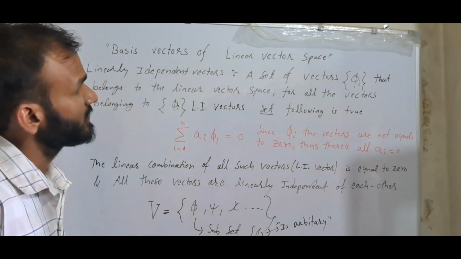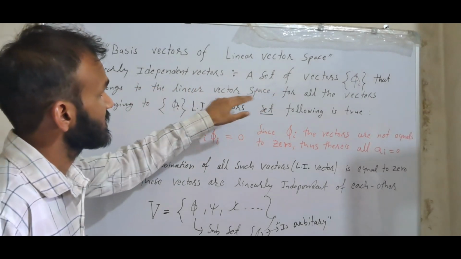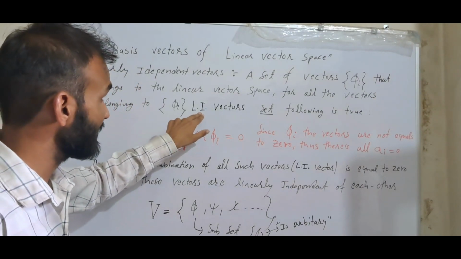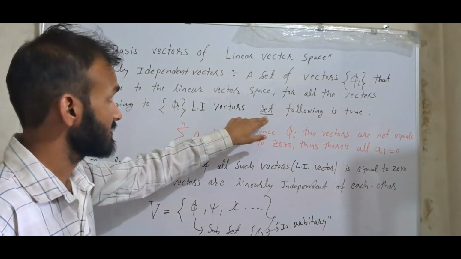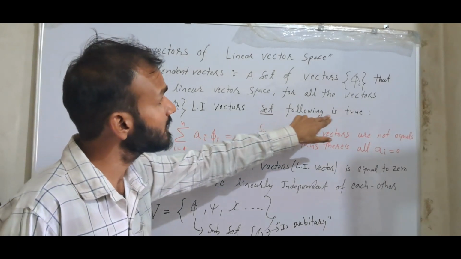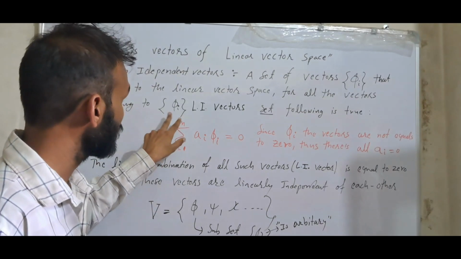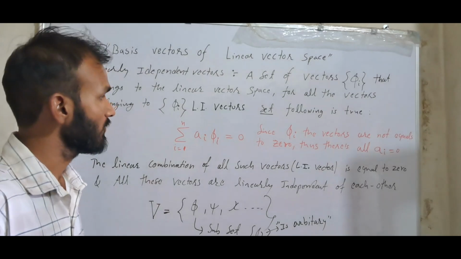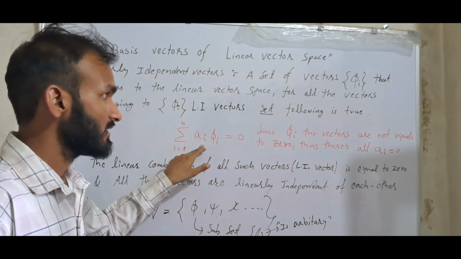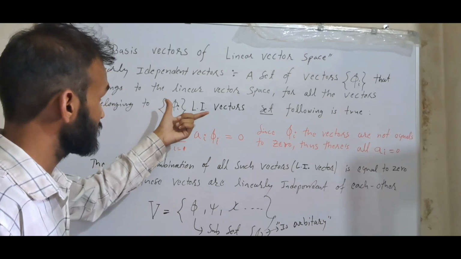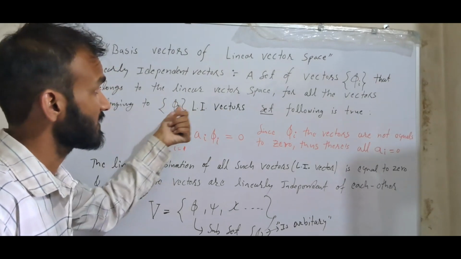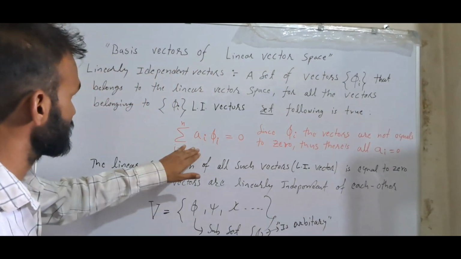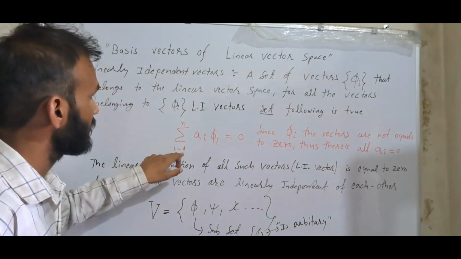So a set of vectors phi I that belongs to the linear vector space, which is a linearly independent vectors set, the following is true for all vectors belonging to this set. If the following condition is true, we call all these vectors that belong to this subset linearly independent of each other. So let's look at the condition. I belongs to 1 to n.